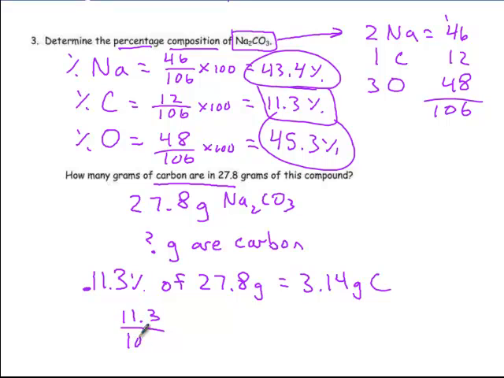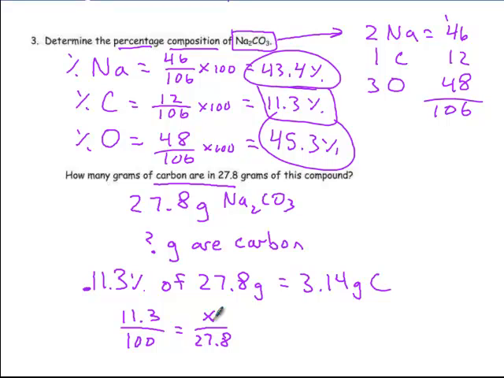11.3 is to 100, so that would be the percentage ratio, because it's a percent, so it's out of 100. So 11.3 is to 100. 11.3 would be the carbon, so x, the grams of carbon, compared to 27.8. So the 100 is the whole thing, the 27.8 is the whole thing. The 11.3 is the carbon, the x is the carbon. So you could cross multiply, you could divide and multiply, however you know how to solve the algebra.